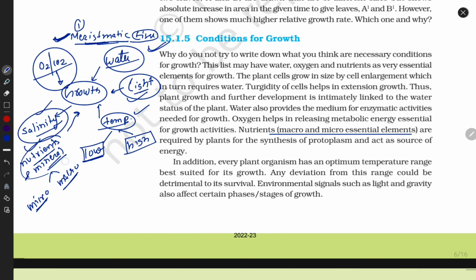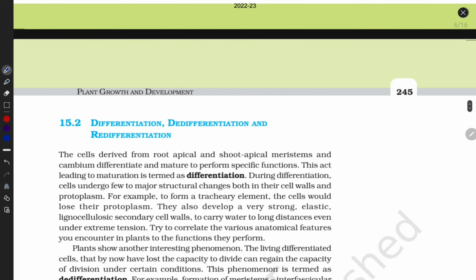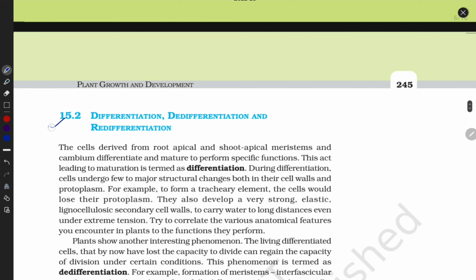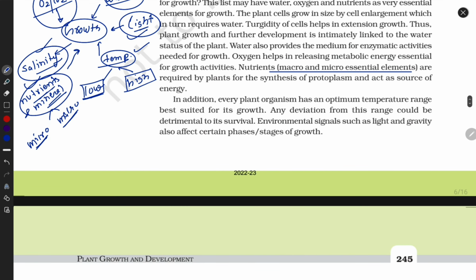So this is all about conditions of growth. In our next video we will discuss differentiation, dedifferentiation and redifferentiation. So that's all for now. We will meet in our next video.